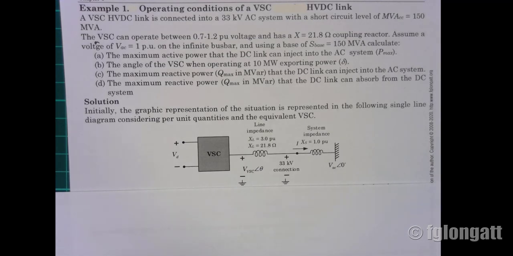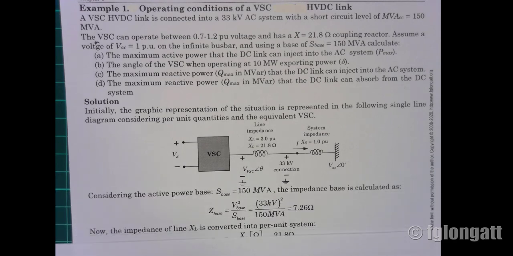We have 33 kilovolts over there. This is the equivalent internal voltage of this converter. And here we have the line, the 21.8 ohms. Good. What is the first step here? Well, the first step, I already put here one answer. The first step is calculating the per unit values, all of them at the same base.